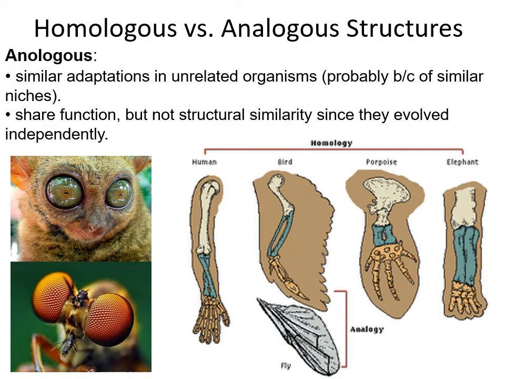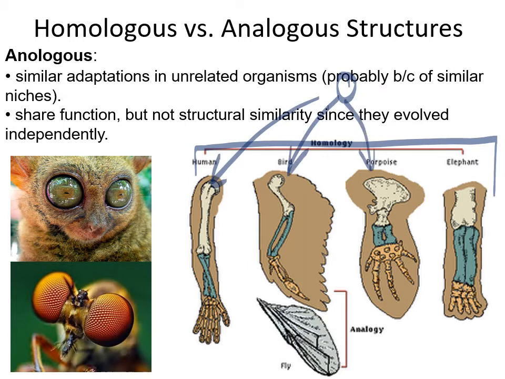Homologous versus analogous structures. Looking at the human, the bat, the whale, and the cat, or here we have the human, the bird, the porpoise, and the elephant, same idea. They all have similar bone structures. They have all descended from a common ancestor, and this would explain why their bone structure is the same in all of their arms. It wouldn't make sense, if you were going to make a flipper or a wing or an arm, to build it the same way unless you had to start from the same place.